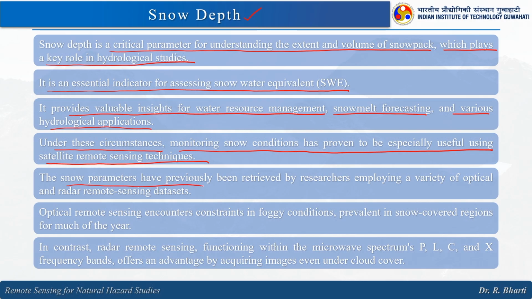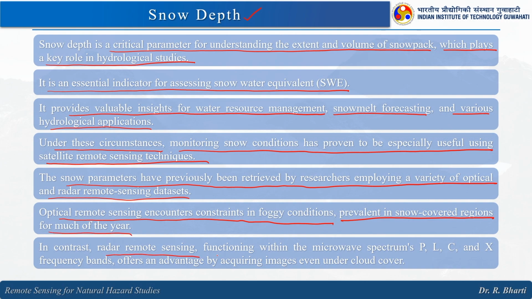The snow parameters have previously been retrieved by researchers employing a variety of optical and radar remote sensing data sets. Particularly, optical remote sensing encounters constraints in foggy conditions prevalent in snow covered regions for much of the year. In contrast, radar remote sensing functioning within the microwave spectrum, which is P, L, C and X bands, offers an advantage by acquiring images even under cloud cover.